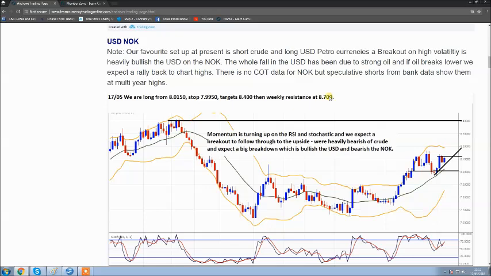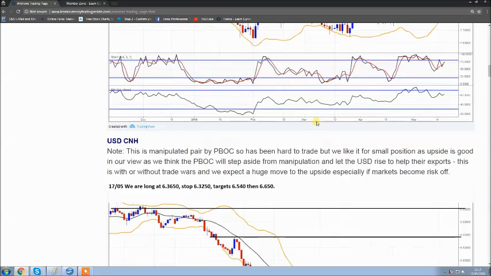And in terms of the NOK as well, there's no COT net traders positions, but speculators are heavily short the USD. You can see it from bank data, so they're going to get taken out on stop. And it's one of the most overvalued currencies against the USD. So plenty of downside, breakout higher. I'd strongly recommend you check out the USD NOK. Just a small position can give really good profit potential.